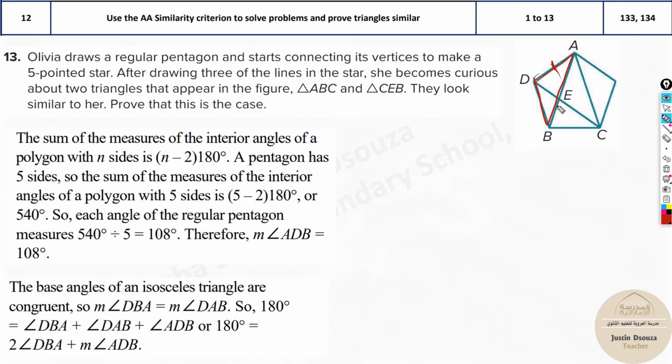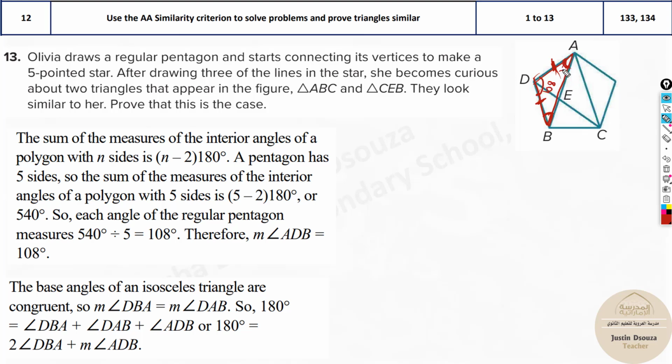We know DA is equal to DB. Why? Because it's a regular pentagon. All the sides are equal. So this is an isosceles triangle. Do you agree? Because these two sides are equal. The legs are equal. So this angle and this angle must be equal. Why? Because it's an isosceles triangle. Now, how do you find DBA? We know this is 108.